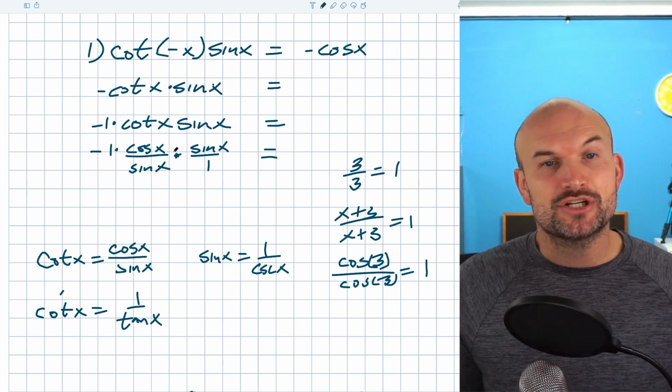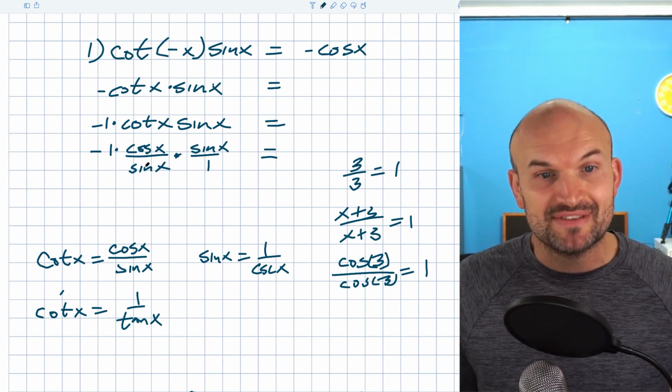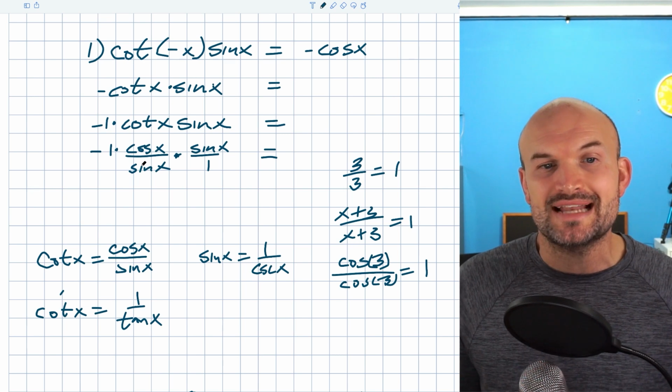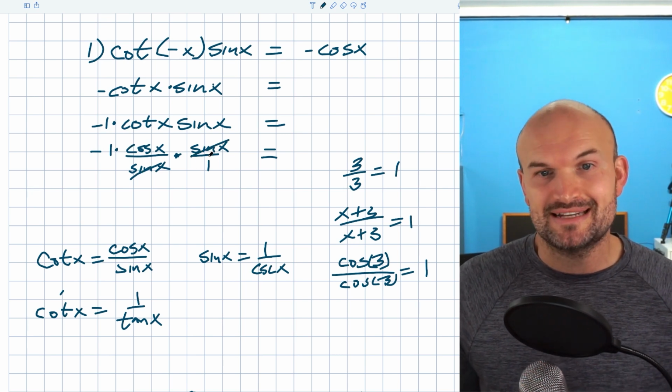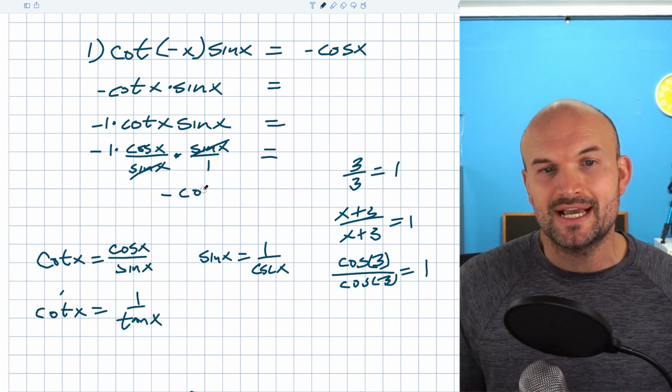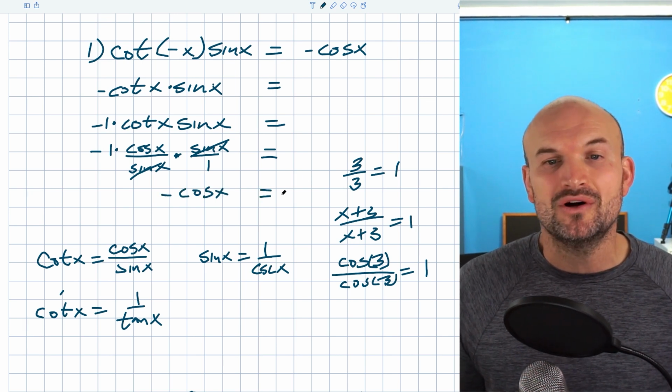And again, since my terms are separated by multiplication and I have the exact same function in the numerator and the denominator, guess what? They are going to divide out. Therefore, I'll have a negative 1 times cosine of x divided by 1, which is just equal to a negative cosine of x, which is now equal to the right-hand side.